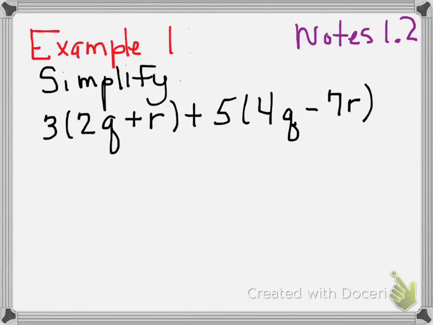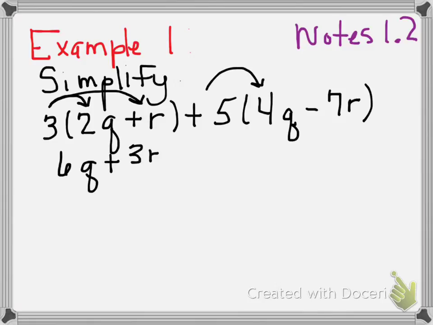Okay, these are the notes for 1-2. I'm going to work the 3 examples, and these will help you practice distributing. So the first thing I'm going to do is take the 3 and distribute it to the 2q and then to the r. That will give me 6q plus 3r.